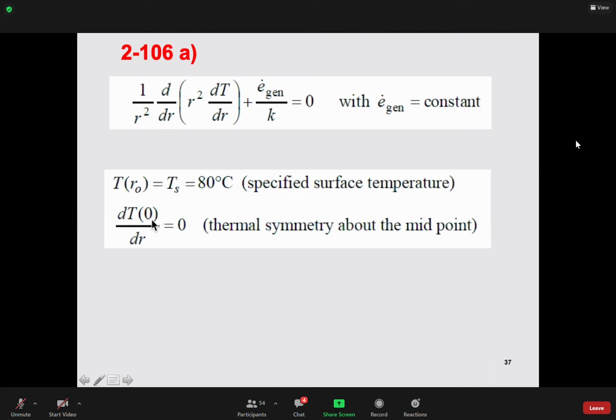Therefore, when you mention thermal symmetry, it means what? It means the variation of the temperature at that point is equal to 0. Therefore, dT over dR at R equals 0 is equal to 0. That's the meaning. Any question, please? Okay. Therefore, we answered the first part of the problem.